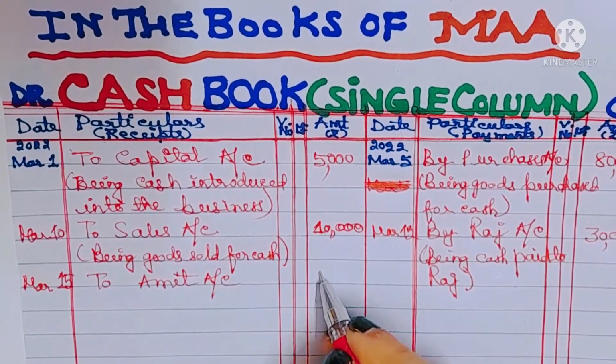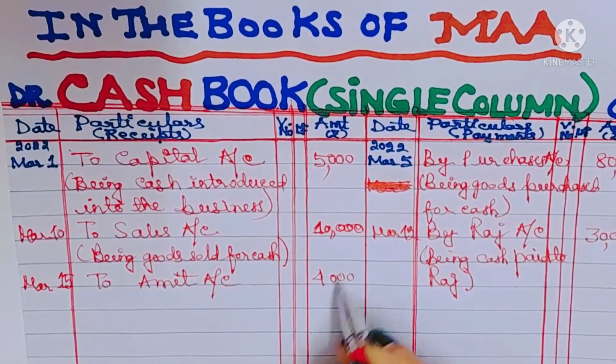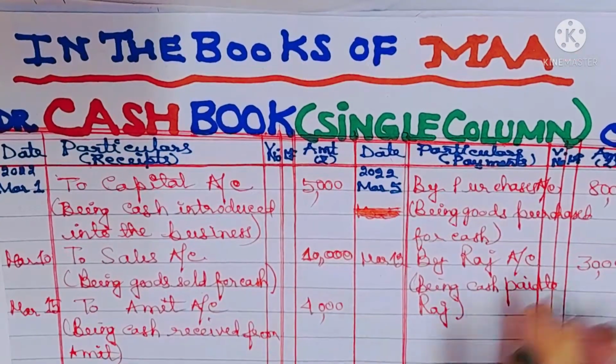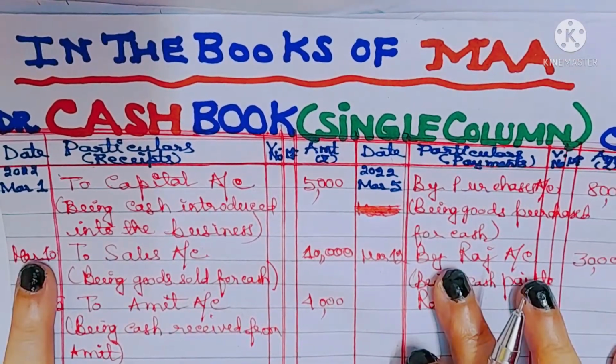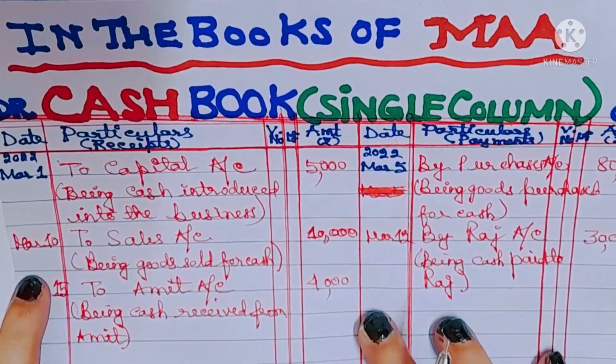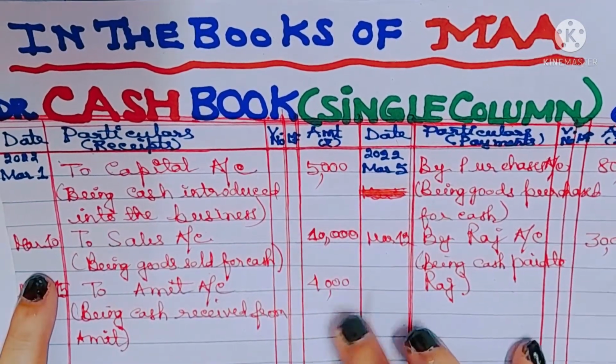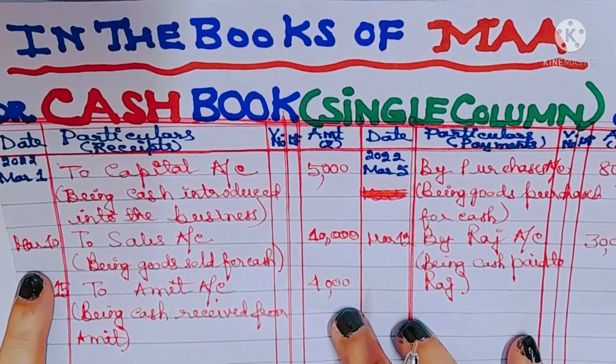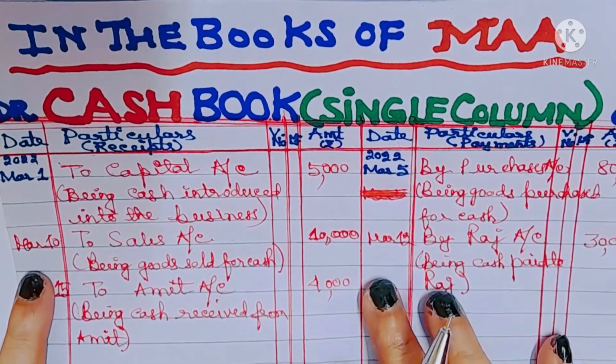How much? 4000. Being cash received from Amit. Moreover, cash book is a real account. According to real account, what comes in is debit. Here, when cash is received from Amit, cash comes into the business. So 4000 will be debited.